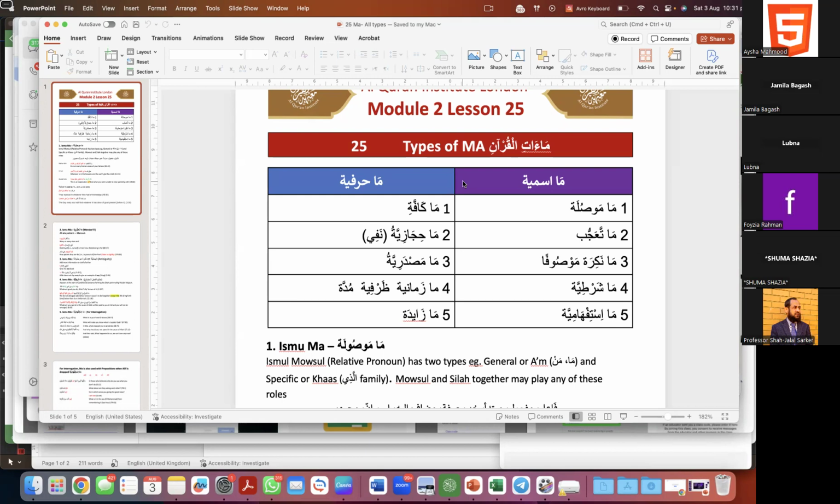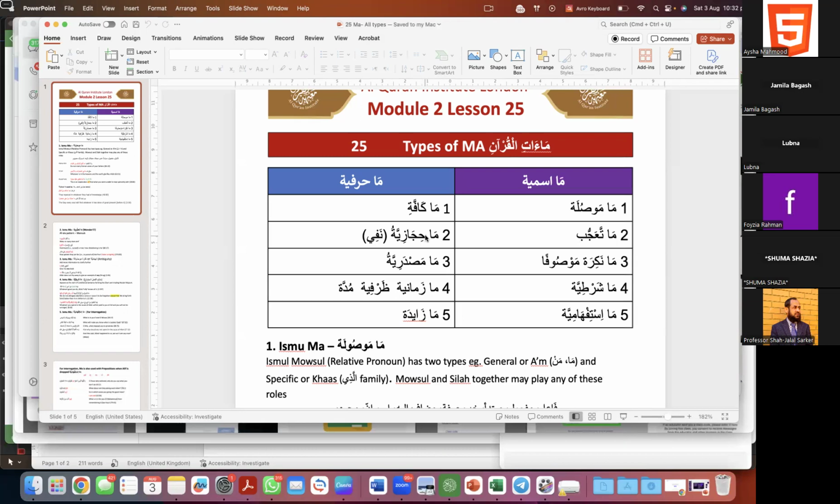Okay, we go to the next column, which is ma harfiya. They are all harf. Ma kaffa, also called kaffati, but it's kaffa. Ma hijaziya, and within brackets, nafi. Nafi is familiar to you: ma negation, the negative particle ma. So ma nafi, and another Arabic name is hijaziya.